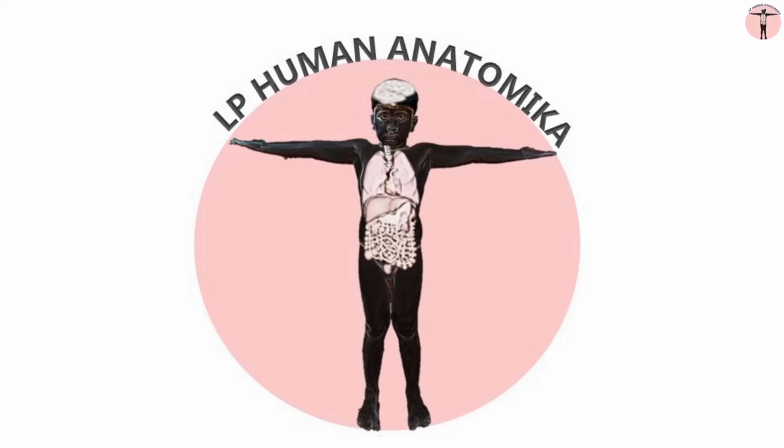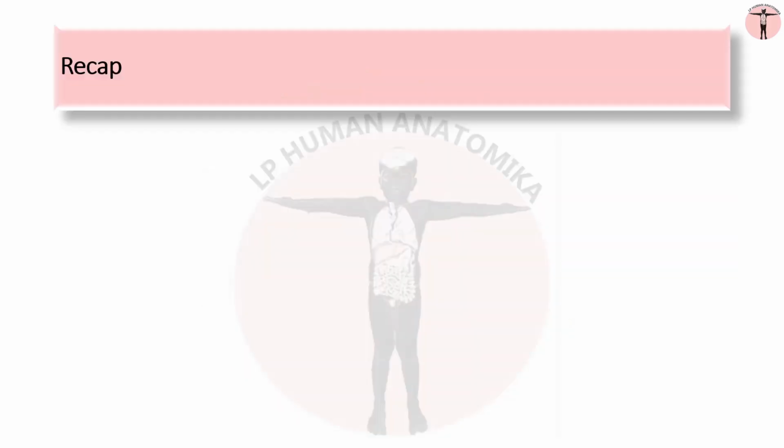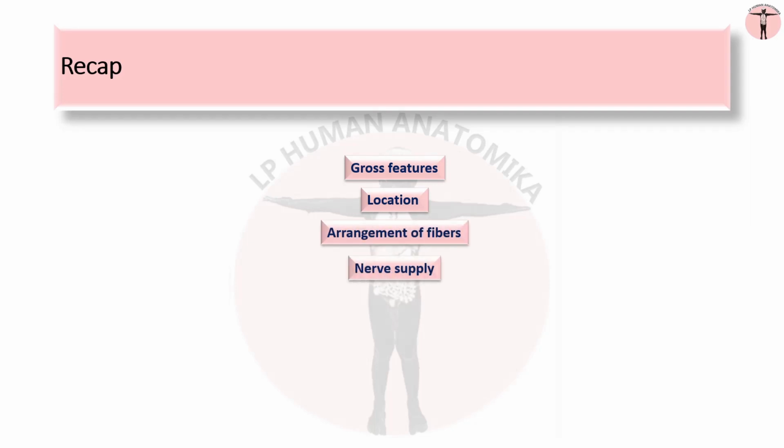Welcome back to Anatomiqa. In the previous session, we discussed the second type of muscle, the cardiac muscle. To recap, the gross features, location, arrangement of fibers, and nerve supply of cardiac muscle were discussed.